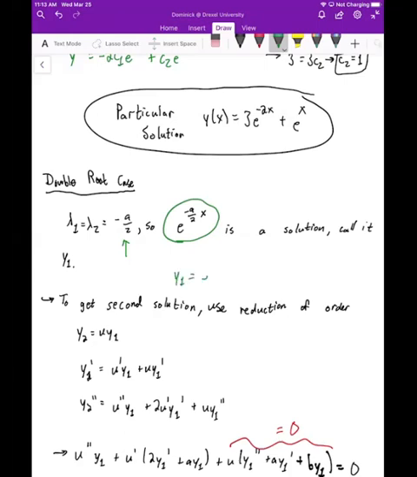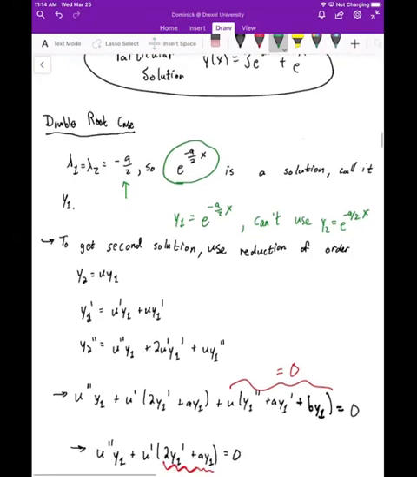So y1 is equal to e to the minus a/2 times x. Now, of course, we can't use y2 equal to the same thing, because then we don't have a linearly independent set of solutions, right? So the whole idea is we need to come up with a second solution that's linearly independent to the first one.